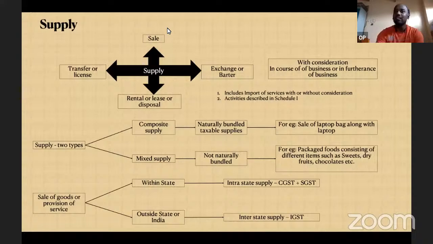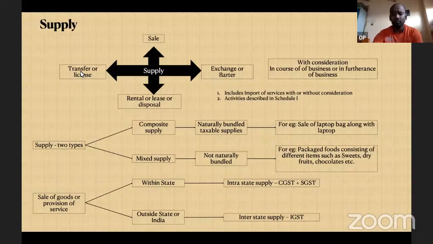This was very prevalent in the earlier days, wherein the rupee was not the denomination of exchange. Earlier, people used to exchange wheat for getting bread. People used to exchange wheat for getting a pair of shoes. So that is barter. Barter is also included as part of supply.